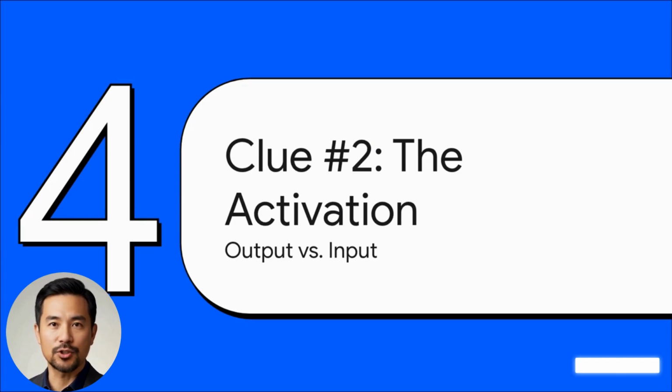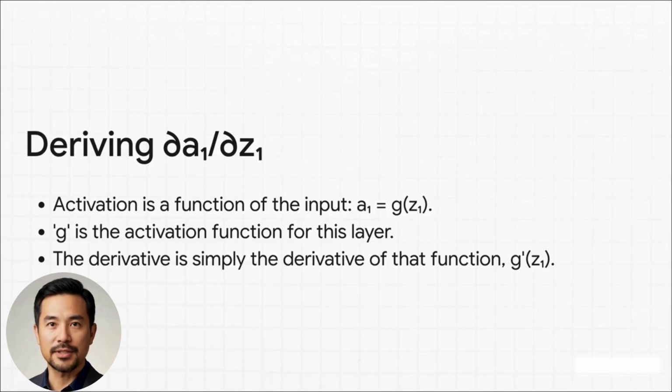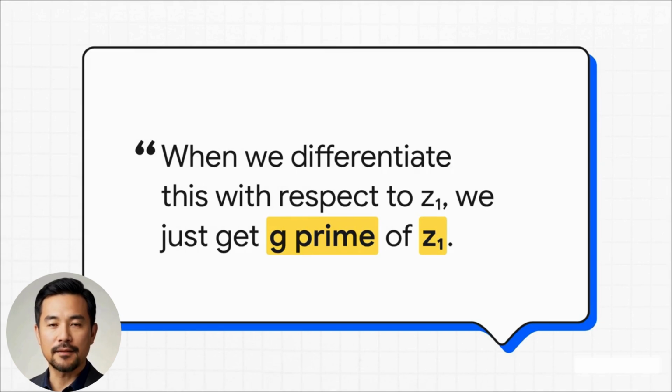Okay, moving right along to our second clue. This time we're digging into how a node's output signal reacts when we change its input. You know, this one's actually the easiest of the bunch. The output of a node, its activation A, is, by definition, just what you get when you push its input Z through some activation function G. So, the derivative of A with respect to Z is, you guessed it, just the derivative of that function, G prime. Simple as that. And just like that, clue 2 is in the bag. The answer is g prime of z sub 1, the derivative of whatever activation function we decided to use. See? We're flying through this.